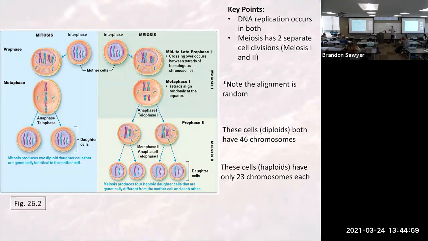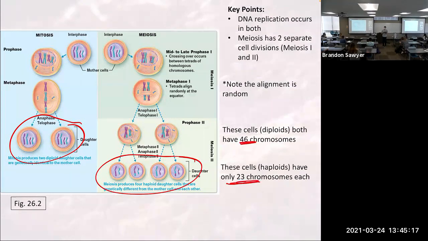And so in the end, instead of 2 cells at the end, like we do in mitosis, right here, we end up with 4, okay? And then the DNA replication doesn't happen twice, it only happens once. So what ends up happening is we get 4 cells with only 23 chromosomes instead of the 46.